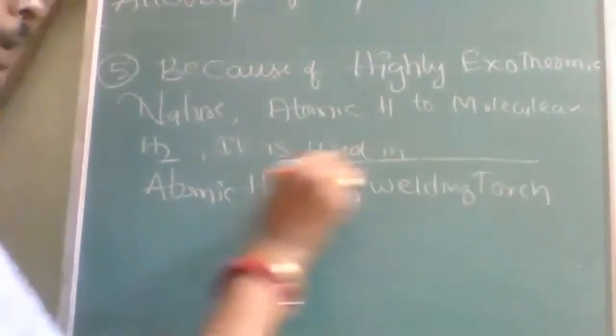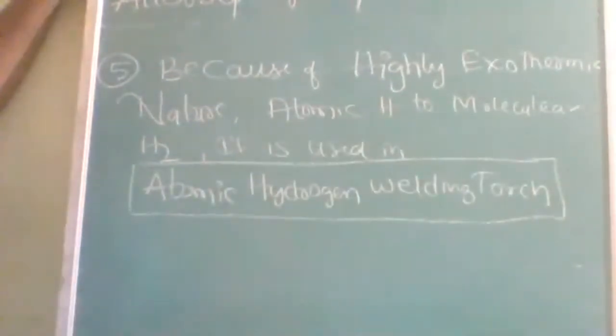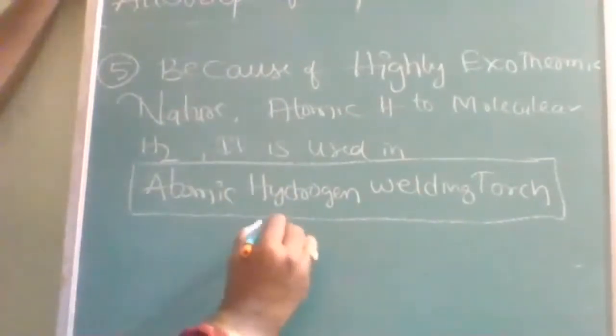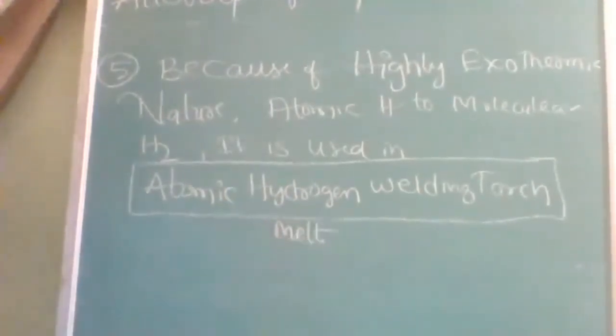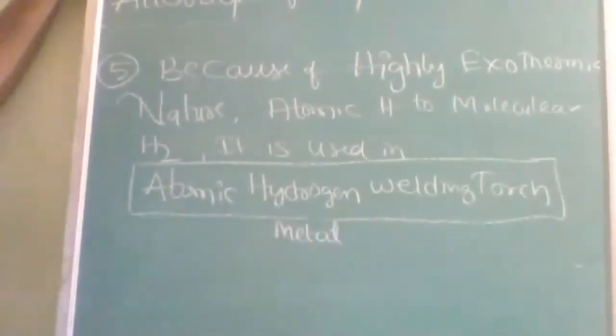So why is it highly exothermic? Time is very small and energy is very much high. So why atomic hydrogen is used in a welding torch, is that understood? It is used for joining the metals. Where is it used? It is used for joining the metals.